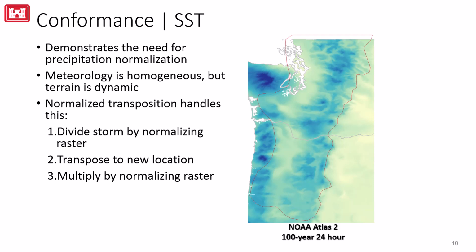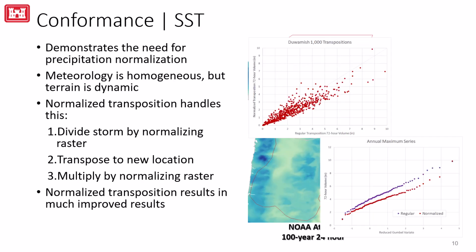Second, the normalized storm was then transposed to the new location. And then finally, the normalized transposed storm was then multiplied by the normalization raster to bring it back into real space. Using this approach within the Duwamish River watershed resulted in much improved results.